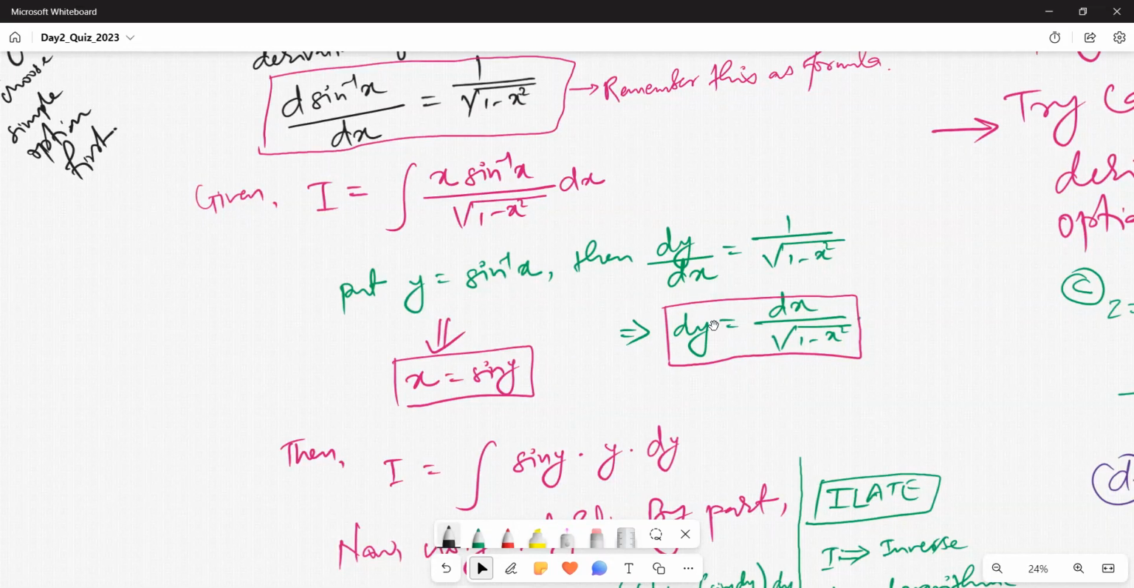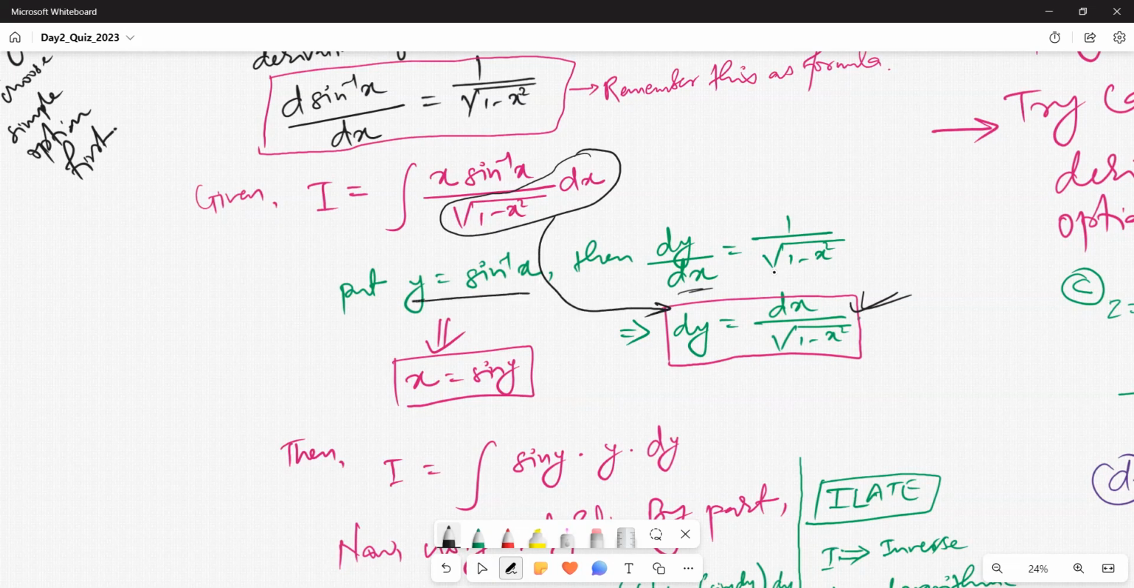So what will this dy be? We transpose the dx term to the right, so dy will be dx by under root 1 minus x square. This can be substituted in the original equation we had. You can see this can be substituted with dy, right?